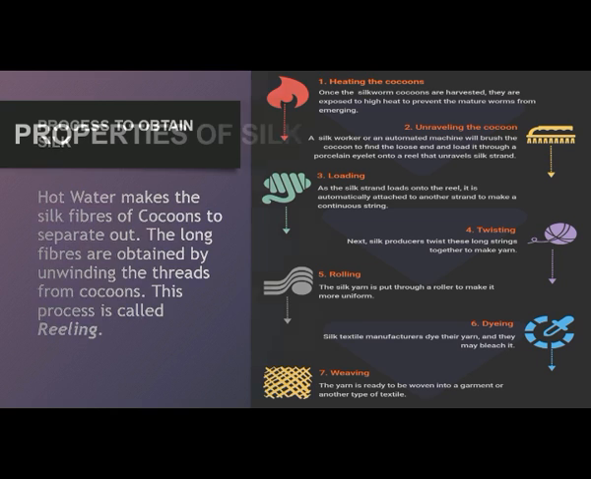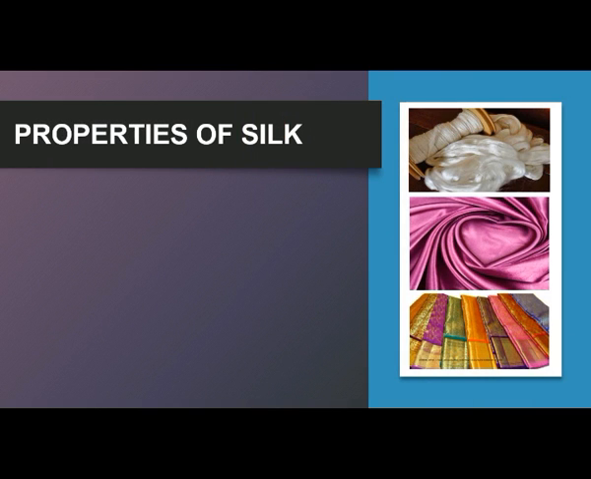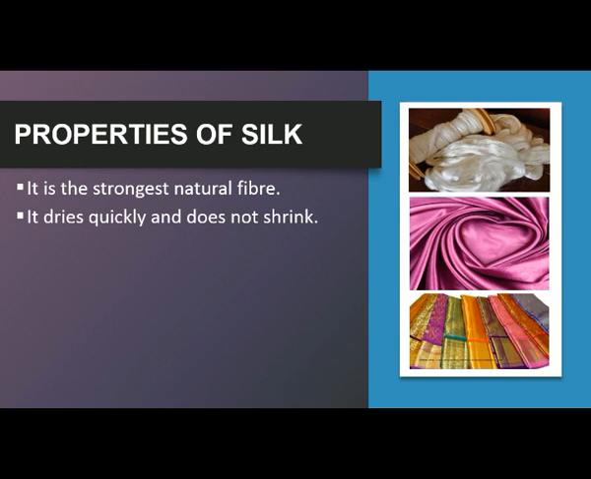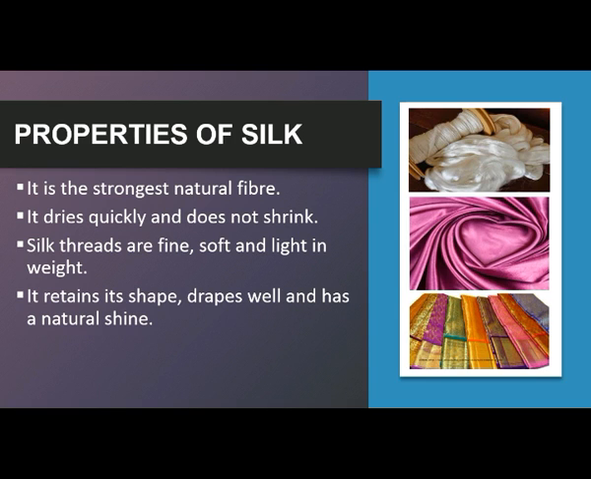Now, properties of silk. It is quite an expensive one, pure silk. It is the strongest natural fiber. It dries quickly and does not shrink. Silk threads are fine, soft, and light in weight. It retains its shape, drapes well, and has a natural shine.